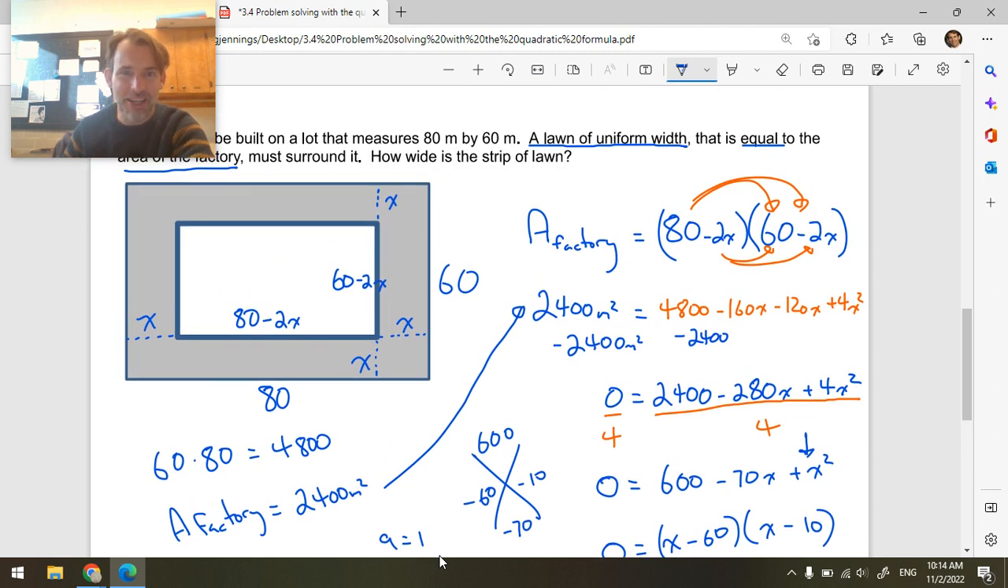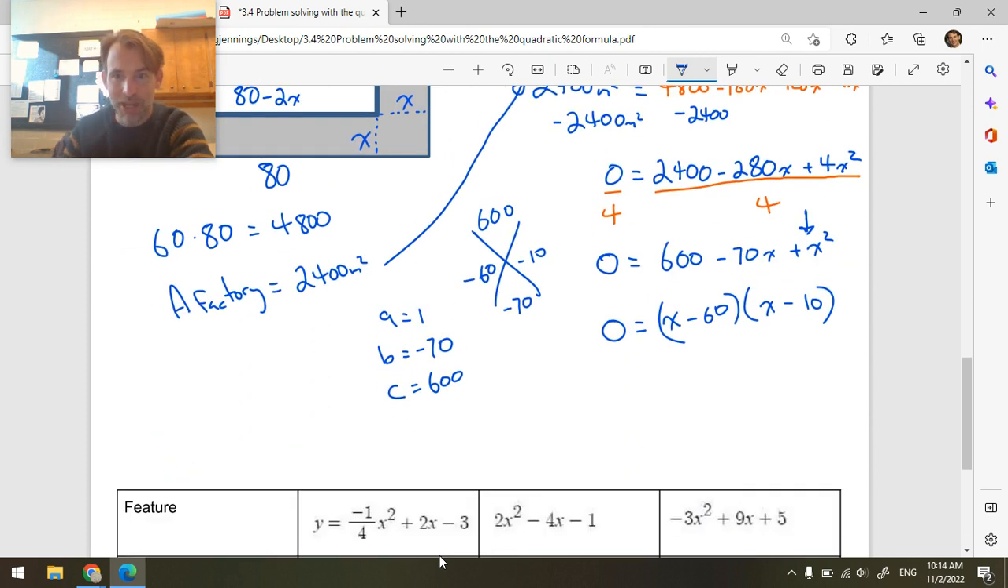The lawn can't very well be 60 wide. That would be the whole thing is 60 wide, and then the factory has negative measurements, which is too weird to imagine. So we're not going to imagine that. You're going to imagine that x is 10. So 0 is equal to x minus 10. That's the one that's going to give us our answer. Add 10 to both sides. 10 equals x. Circle it.